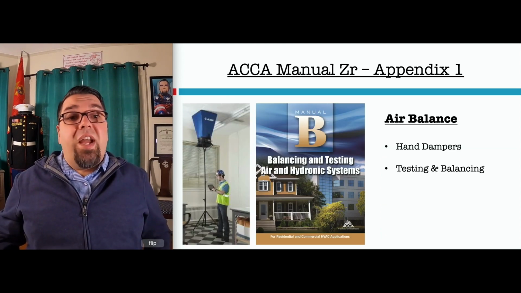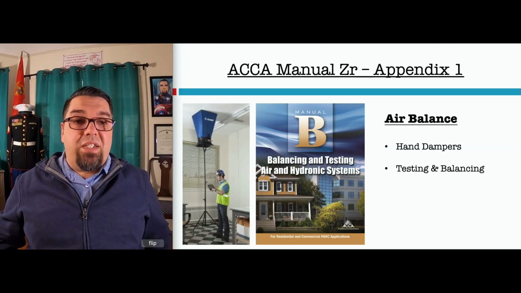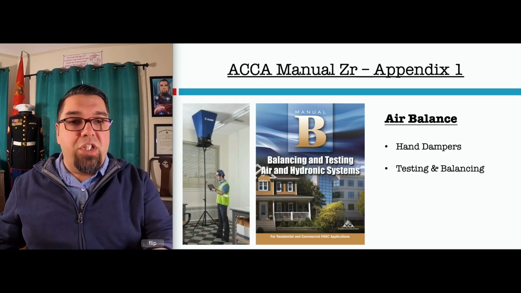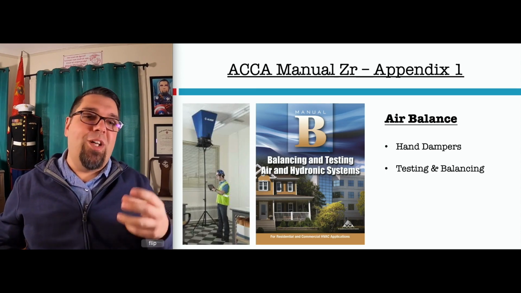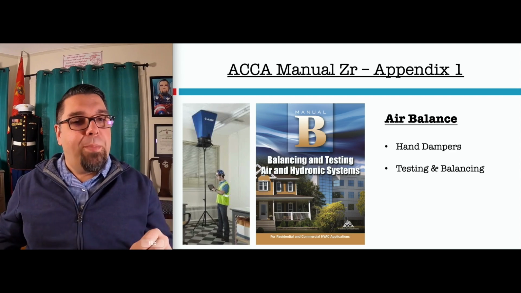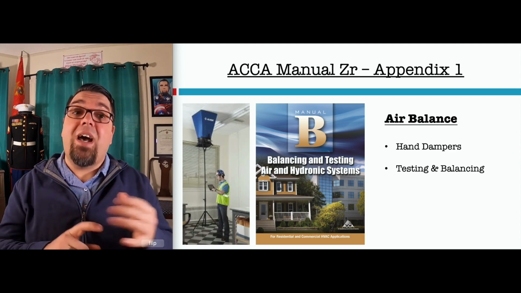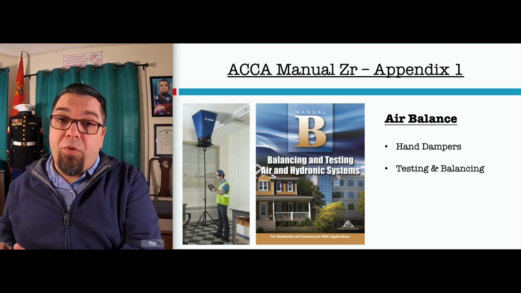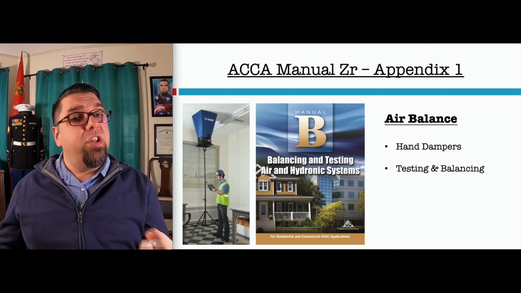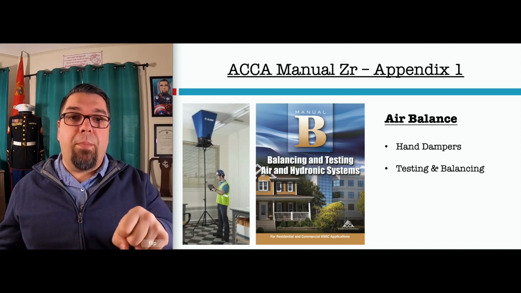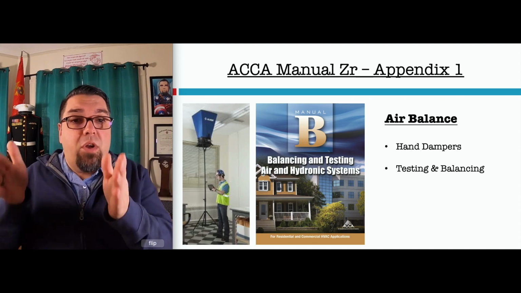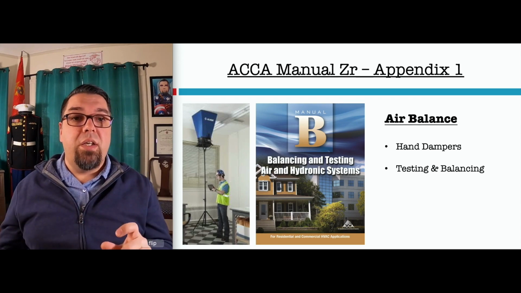And then of course, air balancing. If you don't balance a system, all right, air balancing is not reserved just for commercial spaces, even though that's when it's probably enforced. Manual B walks you through air and hydronic systems in a home, residentially and commercially. What you need to air balance, obviously, is a hand damper at the takeoffs at the trunk. You don't balance at the register.